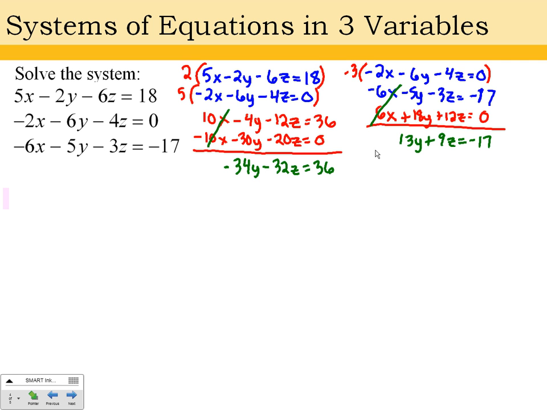So now I have 2 equations that have a y and a z, so that I can eliminate one of those variables. I'm going to move this equation over here so I can get a better look.